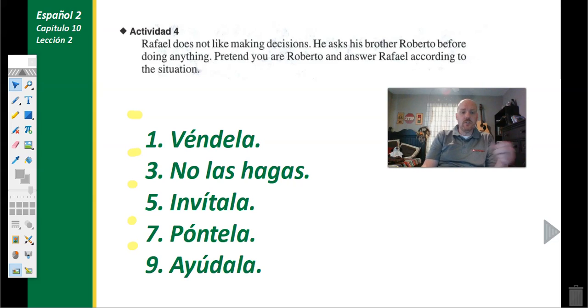Número 7, póntela, póntela, put it on yourself. That's the white shirt from número 7, póntela. This is one of those tricky ones because it's irregular. The affirmative tú command for the verb poner is pon, put, pon. Ponte, put on, la, it. La there means it, referring to la camisa from the question. Póntela.